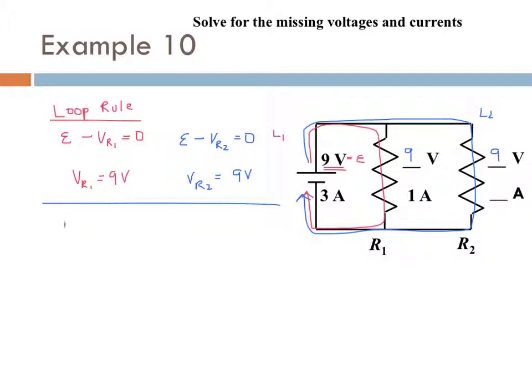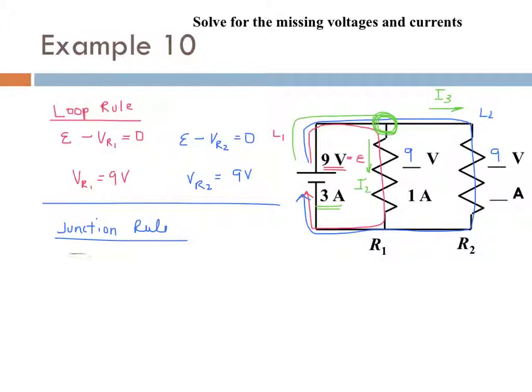Now we can apply our junction rule. This means that our current in has to equal our current out. So we can look at the current going in, which is 3 amps. So we have 3 amps coming out of our battery. It's going to reach this junction. Some of the amps are going to go this way, and some of the amps are going to go this way. So we have 2 different currents here. But together, they need to add up to those 3 amps.